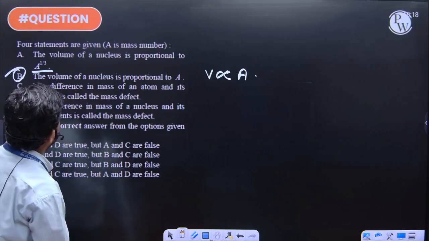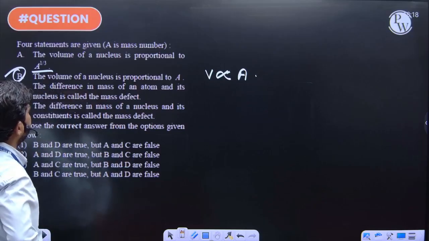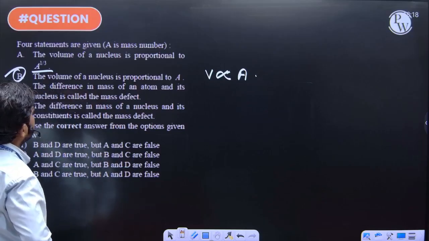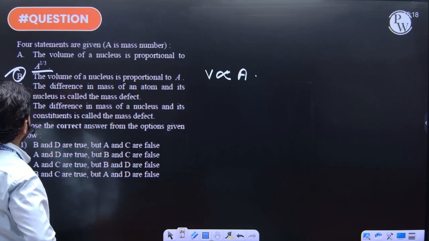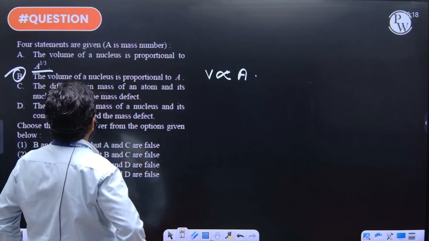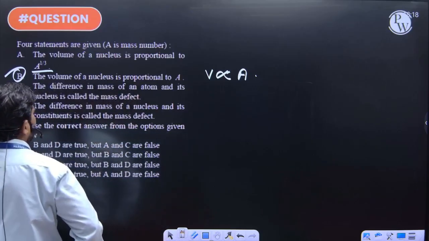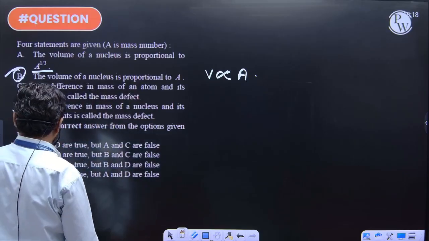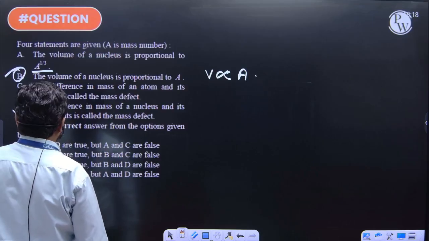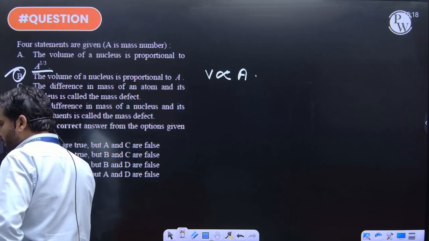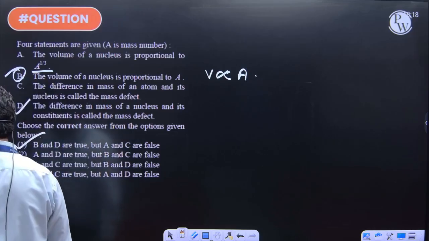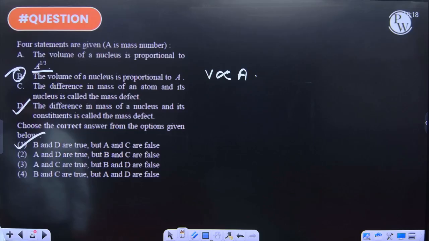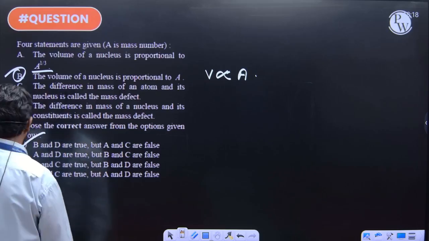The difference in mass of an atom and its nucleus is called the mass defect. The difference in mass of a nucleus and its constituents is called its mass defect. So B and D are true, but A and C are false. So C is false, D is true, A is false. So option number 1 is correct.